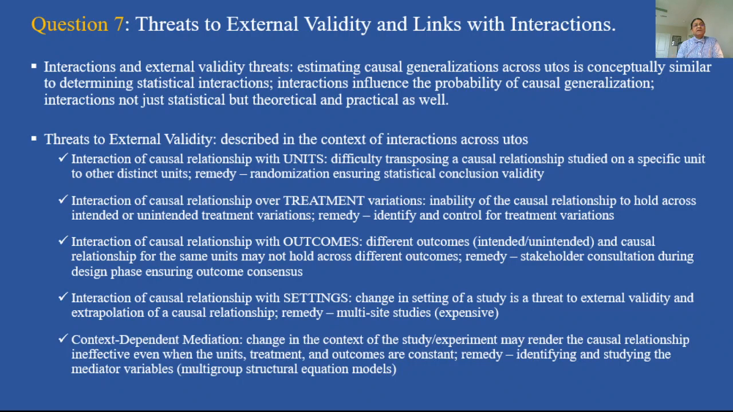Now, what are the threats to external validity? The threats to external validity, as talked about earlier, are looked at in the book through the lens of interactions. So, the first threat is interaction of causal relationship with units. Here, the book implies that a causal relationship noted on specific units in a study, like gender, race, or facility type, when transposed to other units, may not hold. The generalization may not stand.